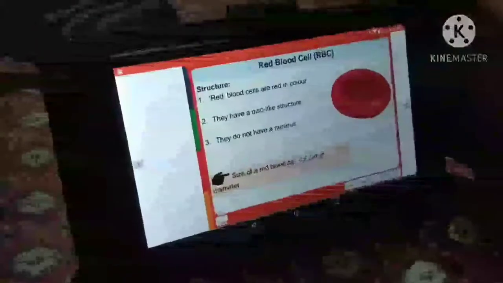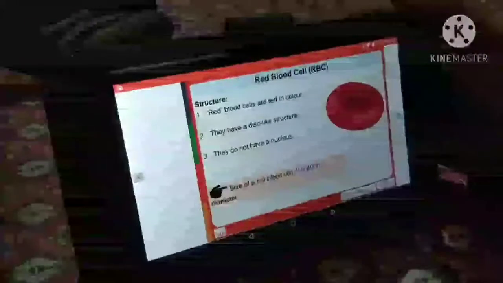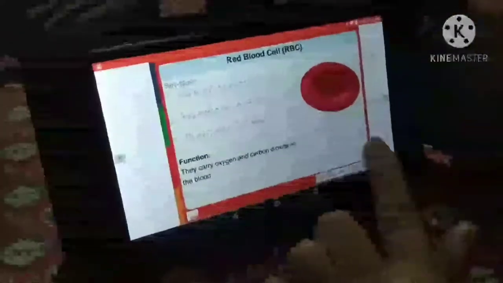Here is the red blood cell or RBC. Red blood cells are red in color. They have a disc-like structure. They do not have a nucleus. The size of a red blood cell is 0.6 micrometer in diameter. The function of the red blood cell or RBC is that they carry oxygen and carbon dioxide in the blood.